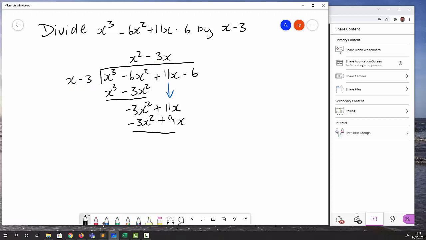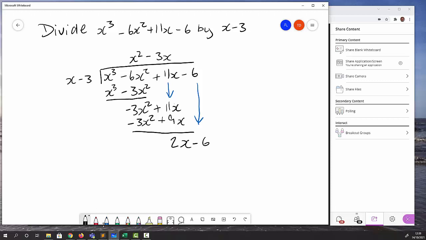So I'm going to subtract these two quantities. Obviously minus 3x squared minus minus 3x squared, they will disappear. 11x minus 9x, that's nice and easy, that gives me 2x. And then I'm going to bring the minus 6 down. Okay, so I'll get a minus 6 there.